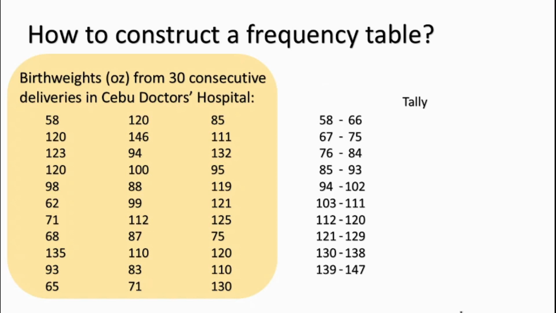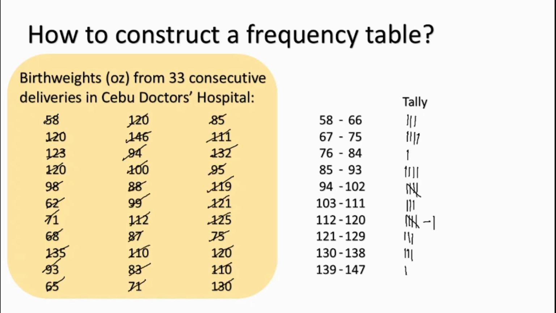Now that we have the 10 classes as desired in our frequency table, we are now ready to tally each of these data points in their corresponding classes. So we begin with 58, and 58 is found in the first class. 120 is in this class. 123 is in the class under that. 120 would also be located in this class. 98 is in this class. 62 is in this class, and we do the same process for the rest of the numbers.